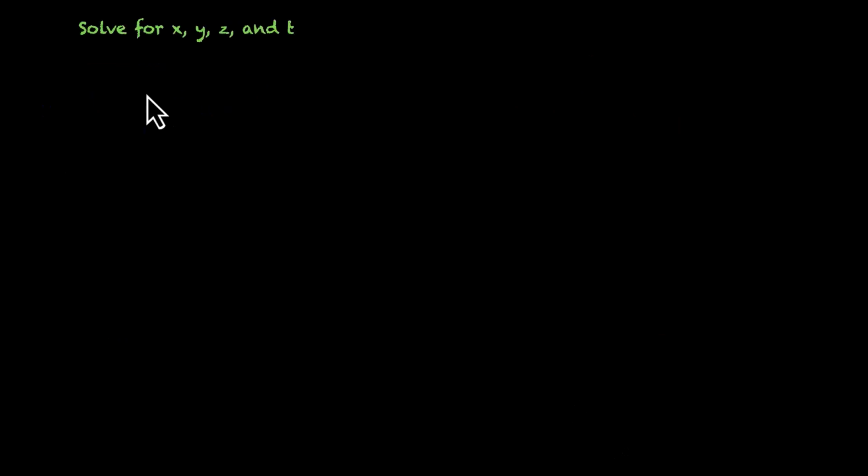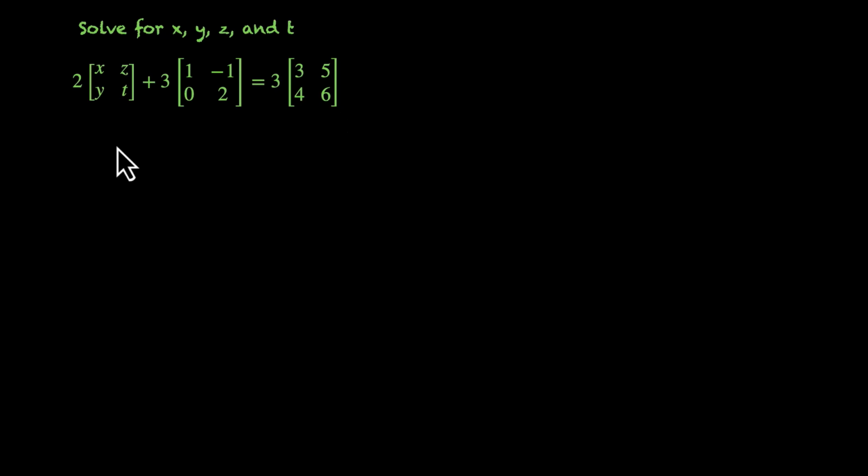Let's try one more. Solve for x, y, z and t, and this is what we have. 2 times this matrix [x y; z t], and it's really good for us that all these variables are sitting inside this one matrix, plus 3 times [1 -1; 0 2] equals 3 times [3 5; 4 6]. Pause the video, try this out.